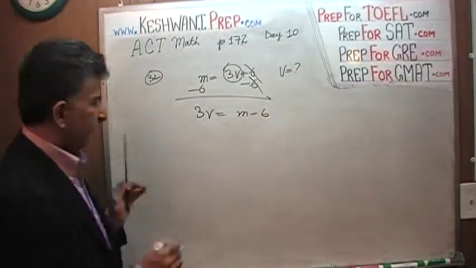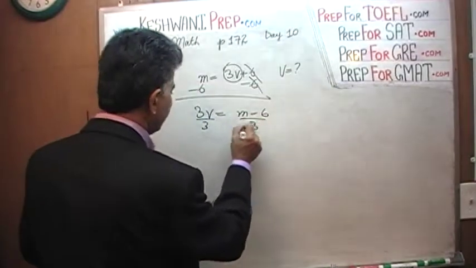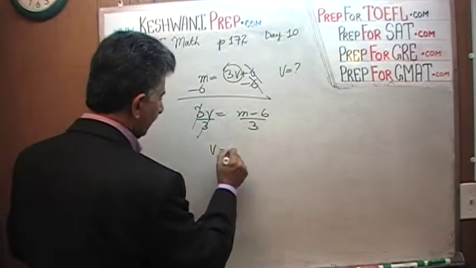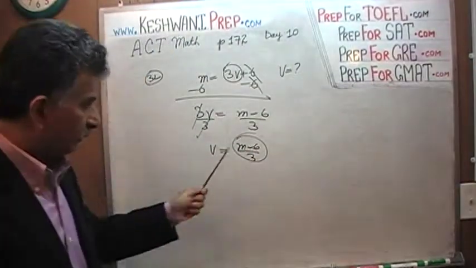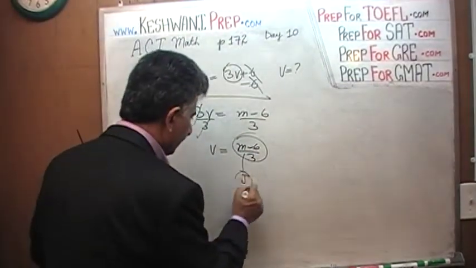We need the v by itself, so divide both sides by 3. The 3's cancel, and this is going to be m minus 6 over 3. There's your answer. The book stops right here. This is answer choice J.